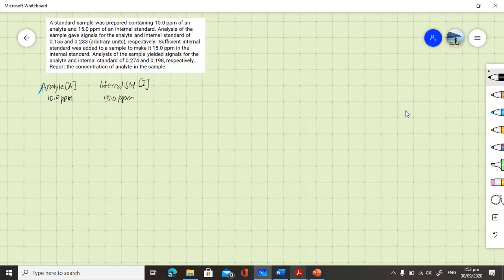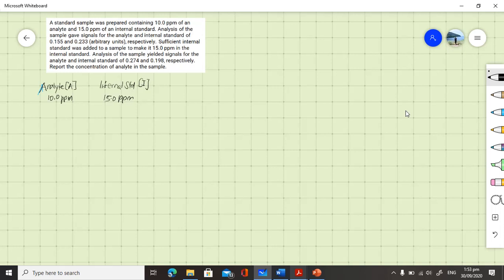Okay, so the analyte is the substance that you're interested in. So for example, your analyte is sodium. The internal standard will not be sodium. It will be a substance different from sodium. The qualification to be an internal standard will depend on the analyte. So it should have almost the same properties as the analyte. For example, for sodium, you can use an internal standard like potassium, because they have almost the same properties.